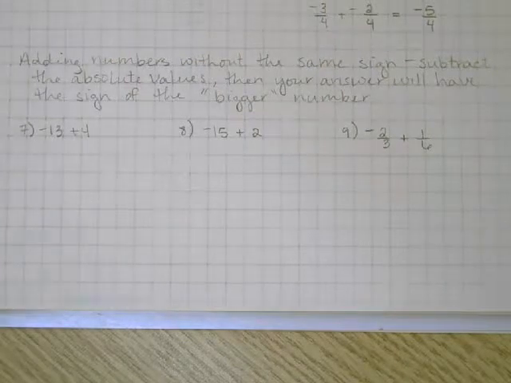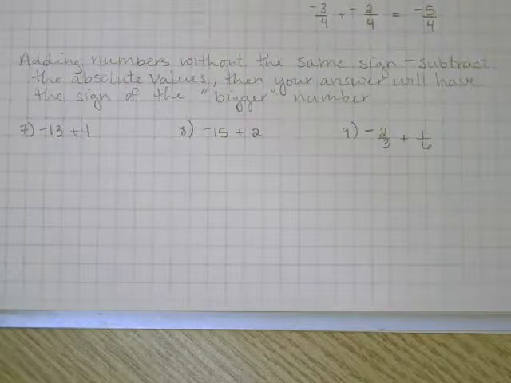So adding numbers without the same sign. What I do now is I subtract the absolute values, so meaning they're positive values. Then your answer will have the same sign as the quote-unquote bigger number.